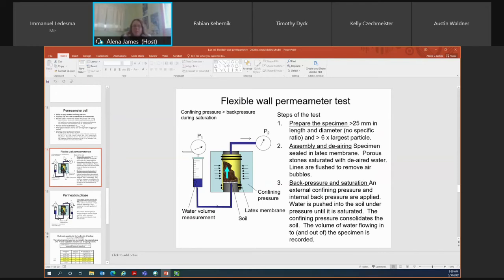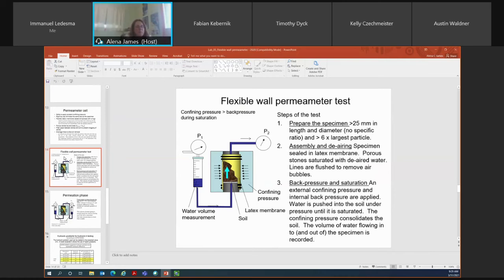So we're pushing water through the specimen under pressure so that we can saturate the specimen. If there's any remaining air in the void space, that air is pushed out and we're saturating the specimen. Our confining pressure consolidates the soil. So when the soil becomes saturated, it's also consolidating at the same time. So that's the first stage of our flexible wall permeameter test. It takes about a week.